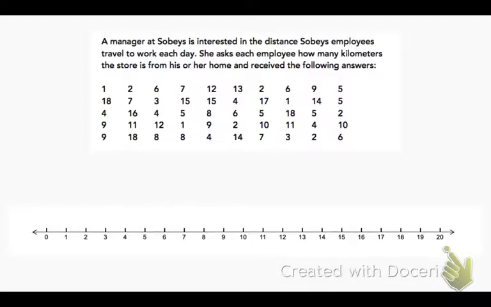All right, so we're going to make this dot plot here from this data. A manager at Sobeys is interested in the distance the employees travel to work each day.